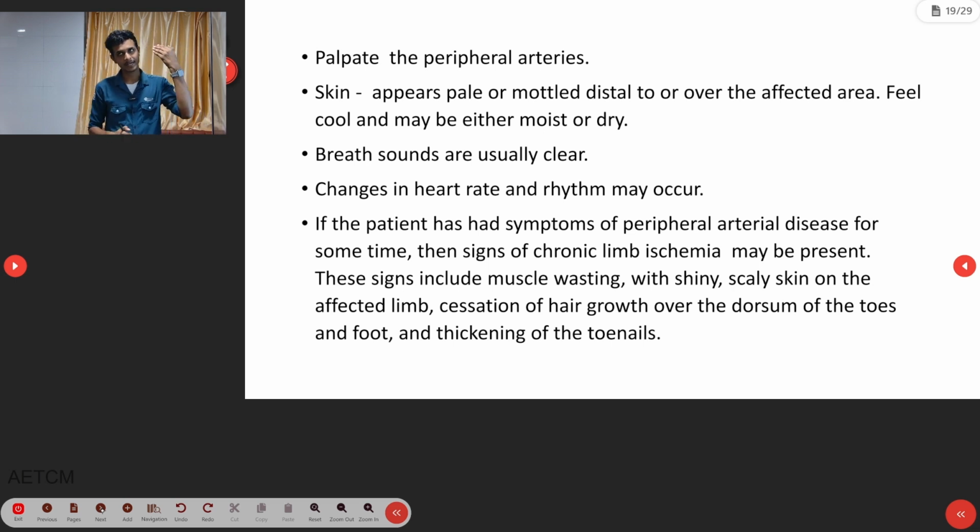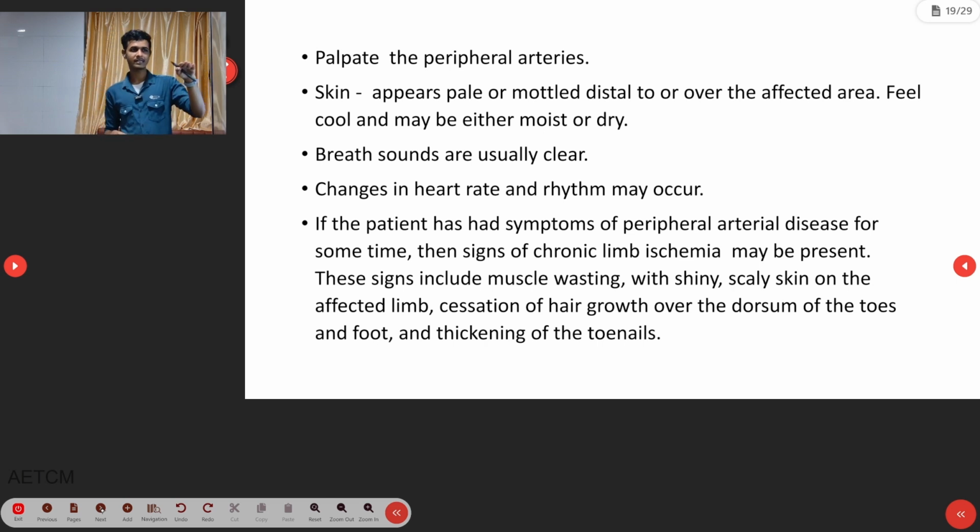Then gently we have to palpate below the obstruction, or below where the person complains of pain. If the person is complaining of calf muscle pain, then we have to palpate the dorsalis pedis and posterior tibialis, every pulse. The skin appears pale or mottled distal to or over the affected area, and feels cold or cool, either moist or dry. The breath sound will usually be clear, since it affects only your blood vessels, so breath sound wise no problem.